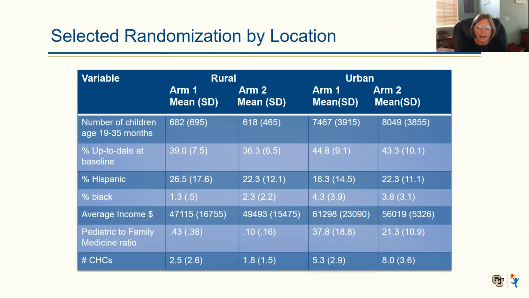So now we have the final selected randomization. It's stratified by rural, urban, and you can see here that they are fairly well balanced. In particular, look at percent up to date at baseline, and it's fairly close between the study arms compared to what might have been in just a simple randomization.